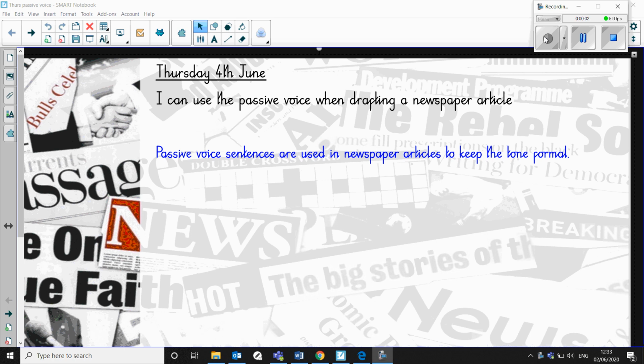Good morning, Year 5, and today brings us to the penultimate lesson in our newspaper article writing journey. We're going to be looking today at how to use the passive voice when drafting a newspaper article. So we've looked at the passive voice previously, and actually the passive voice is often used in newspaper articles. It's just a way of really increasing that formal tone within a piece of writing.